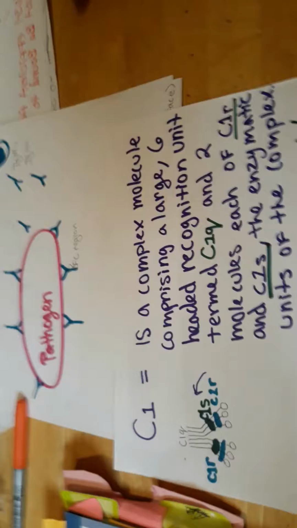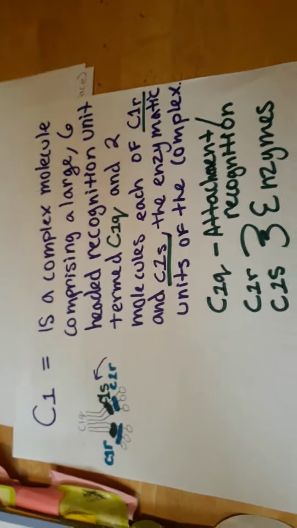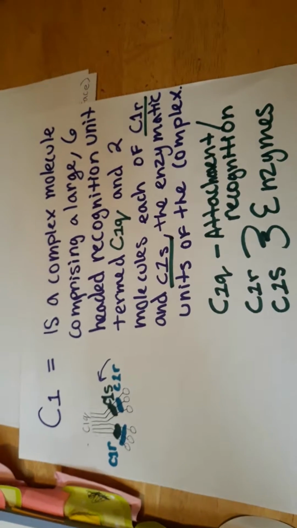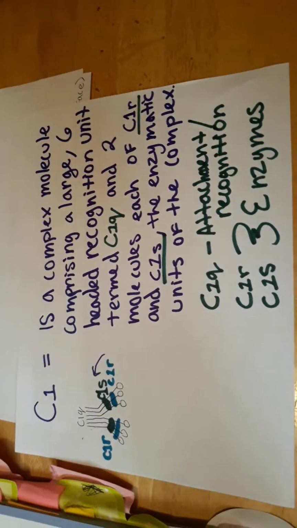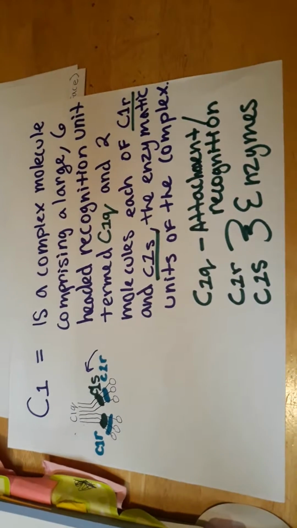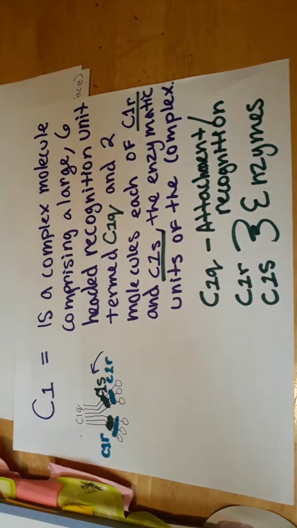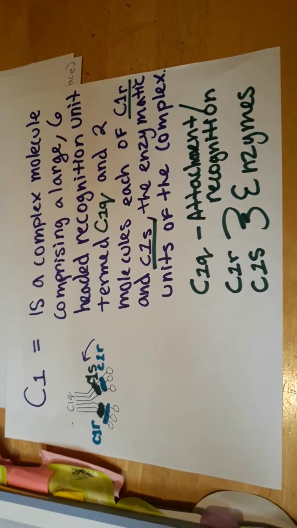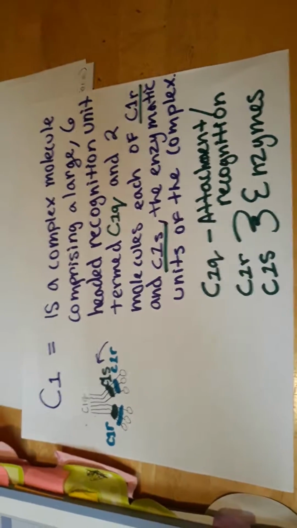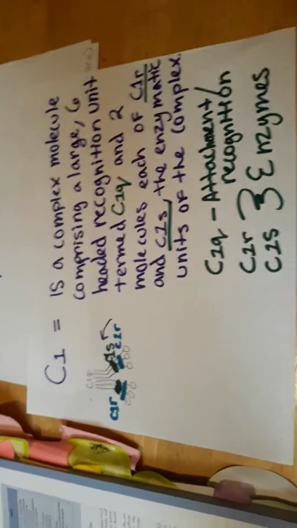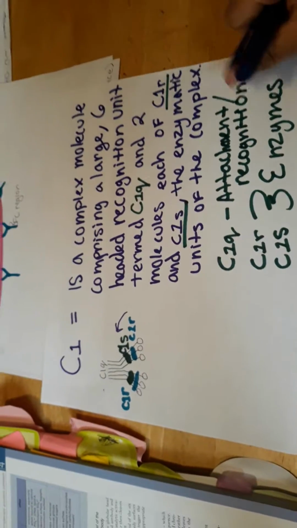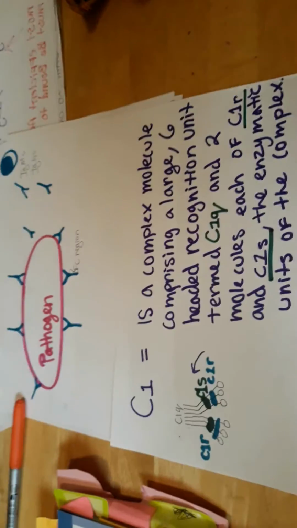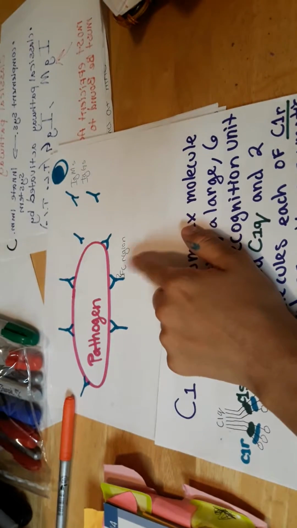If I read this, C1 is a complex molecule comprising a large six-headed recognition unit termed C1q, and two molecules each of C1r and C1s, the enzymatic units of the complex. So C1q is for attachment and recognition, and C1r and C1s are enzymes. Like this says here. C1q is going to come and attach to the Fc region of the antibody here.